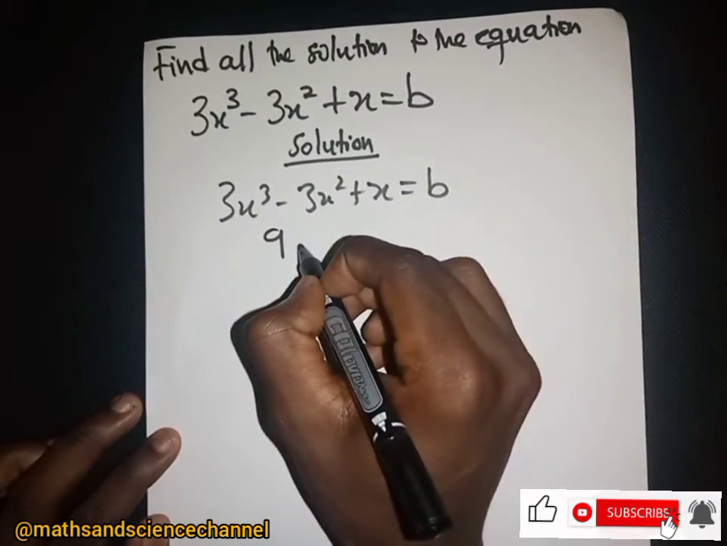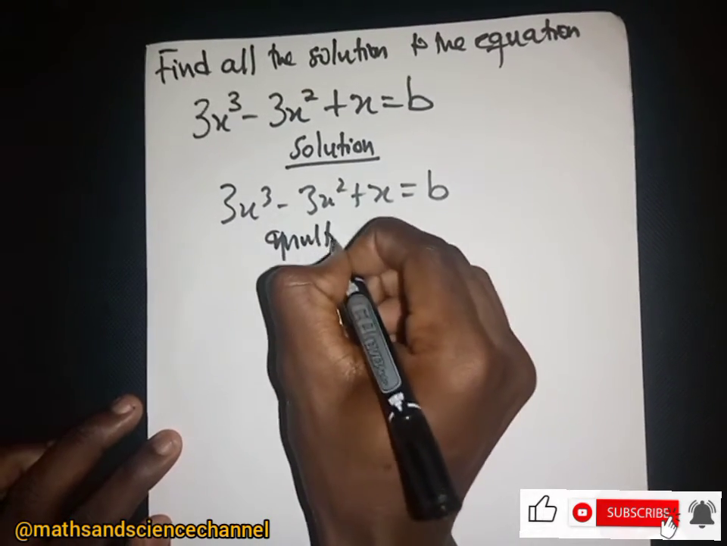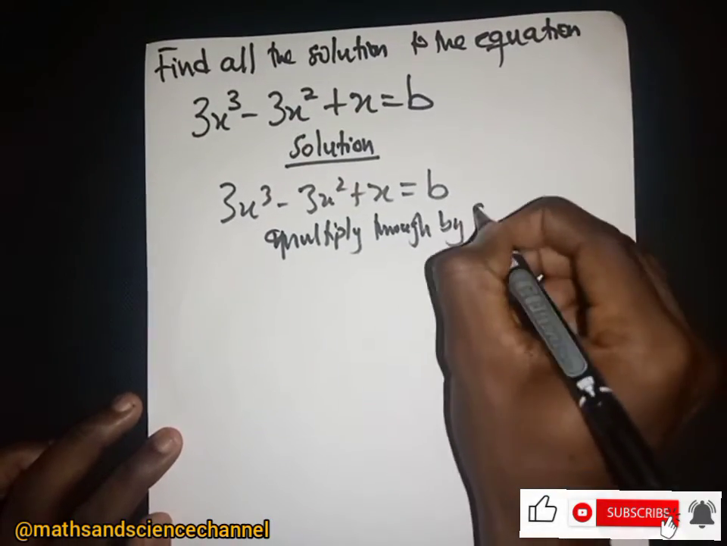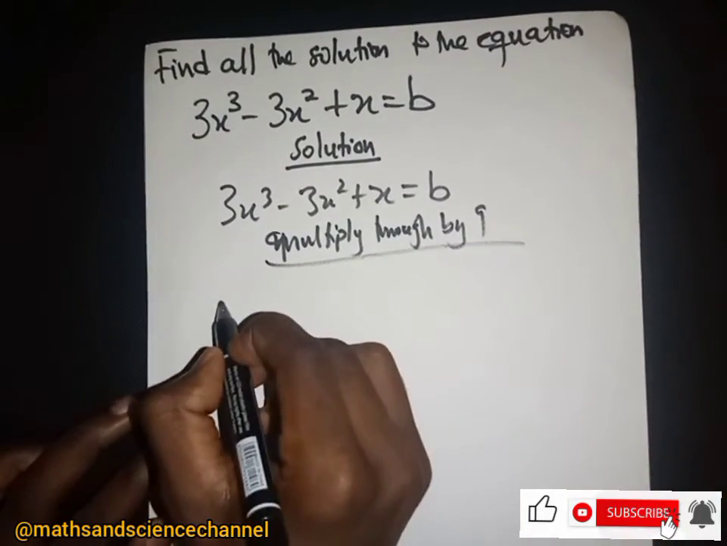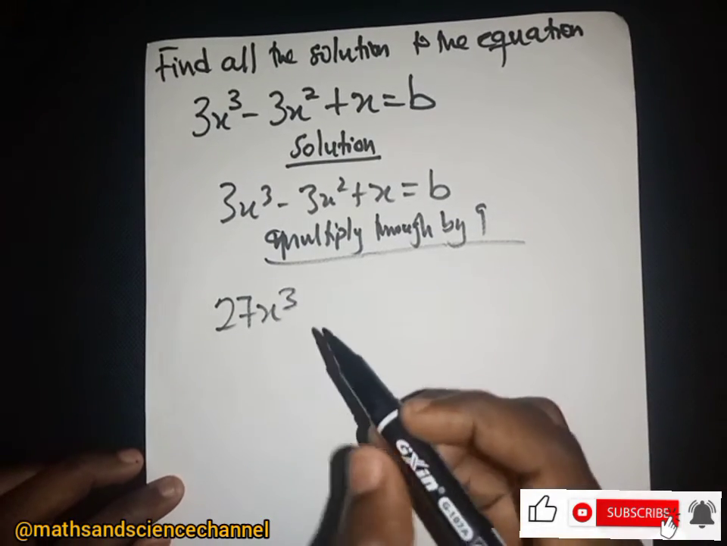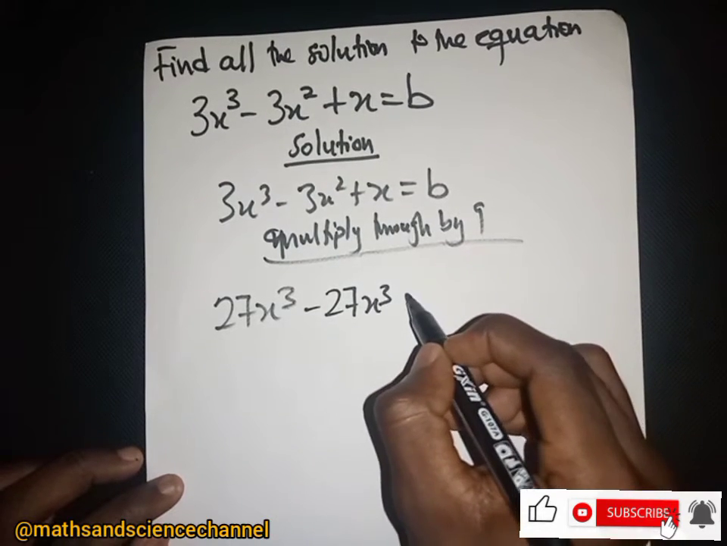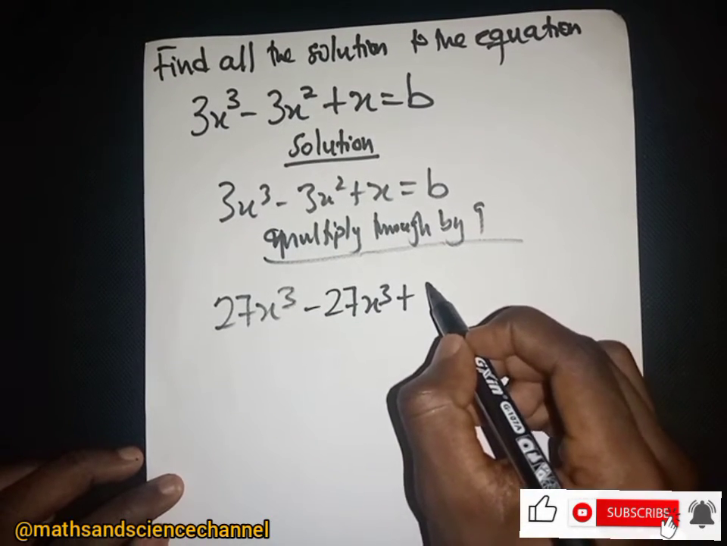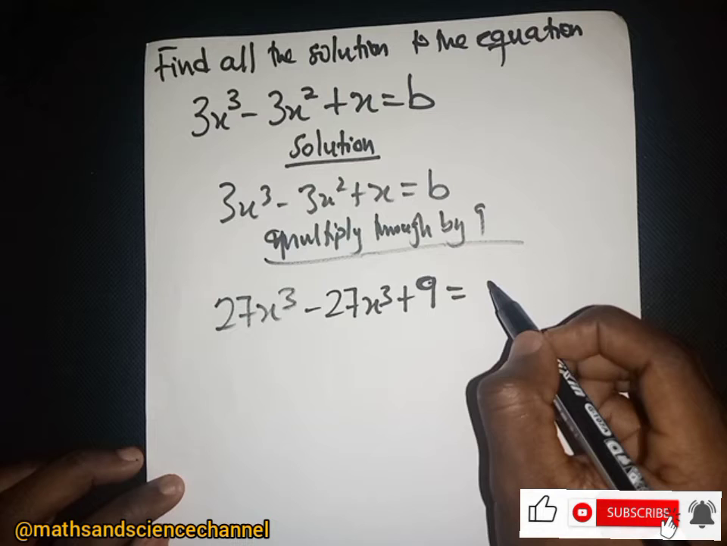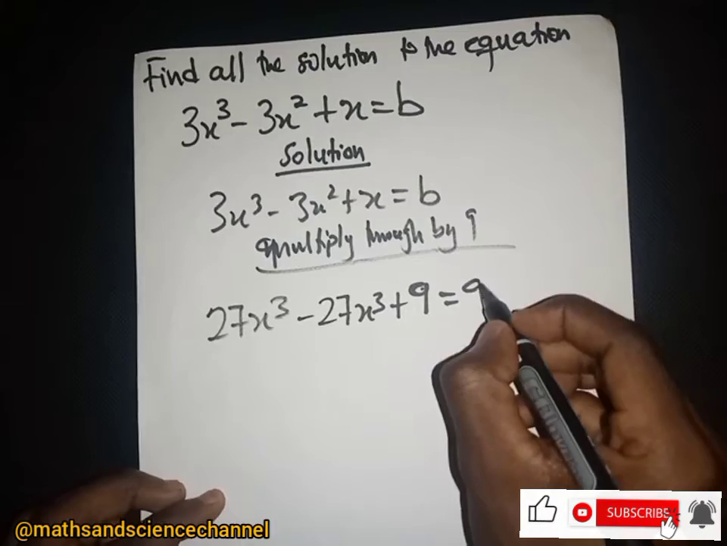So we are multiplying through by 9. So we just have 27x cubed here. So we have 27x cubed minus 27x squared here also, then plus 9x, right? Then being equal to 9b here.